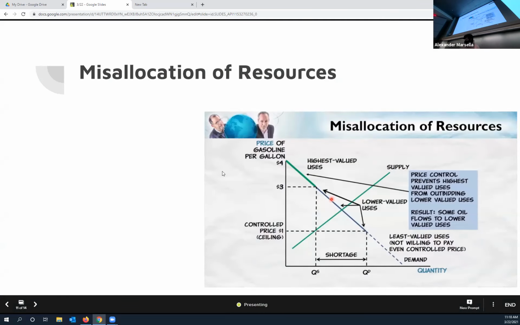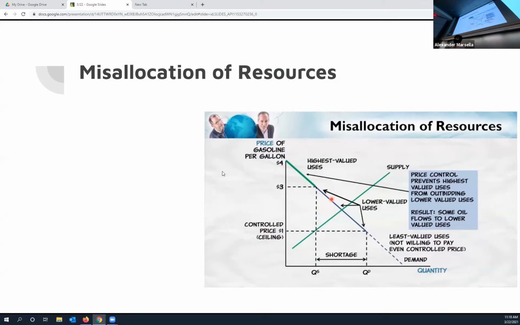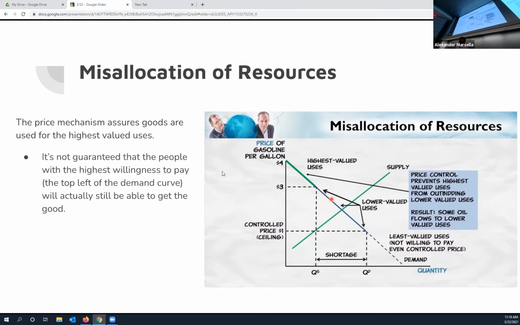Another problem with price ceilings is that they might cause the misallocation of resources. Normally, we assume that goods are generally used for their highest valued uses. So for example, the oil goes to the people in the Northeast who need it the most. But when you place a price ceiling, it's not guaranteed that the people with the highest valued use are going to get it. The oil might sit in California where no one really cares about it.